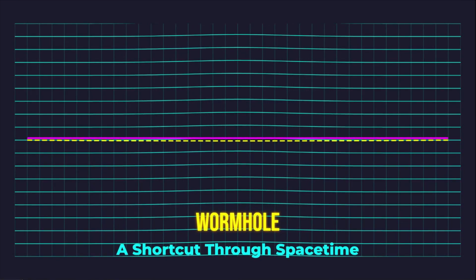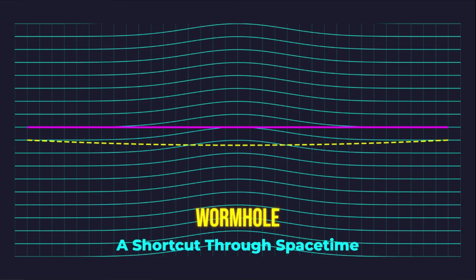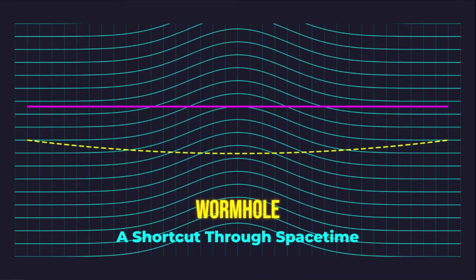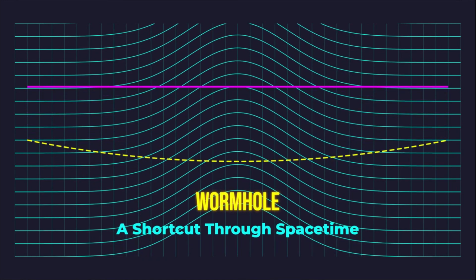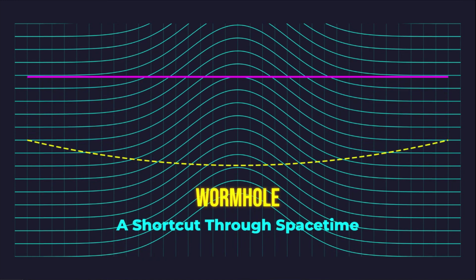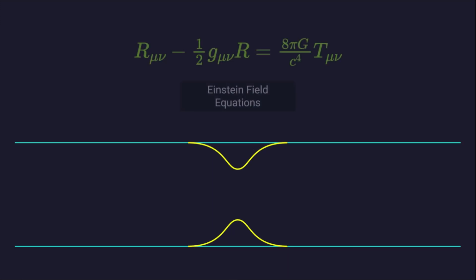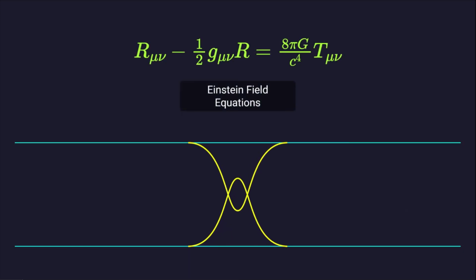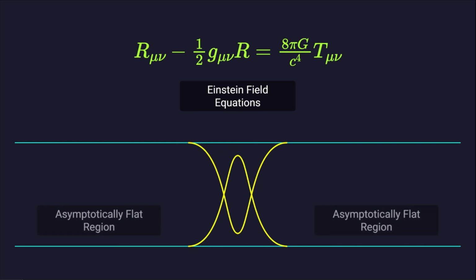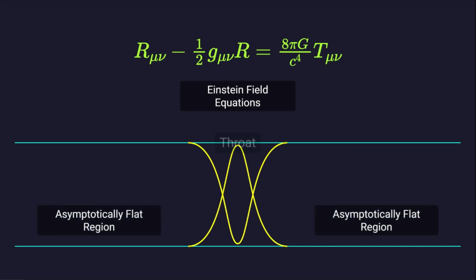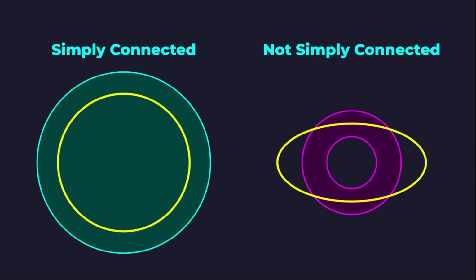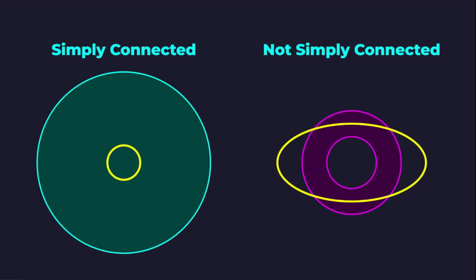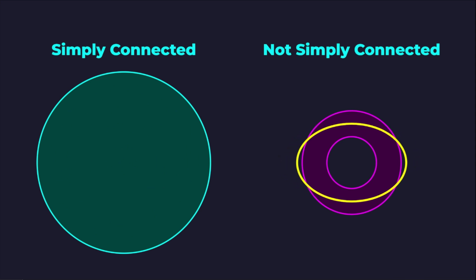A wormhole is fundamentally a topological feature, representing a shortcut connecting two distinct regions of spacetime, often visualized as a handle or tunnel. Mathematically, this structure requires a solution to the Einstein field equations that describes a throat connecting two asymptotically flat regions. The key topological distinction is that the spacetime manifold is not simply connected, meaning not every closed loop can be shrunk to a point.